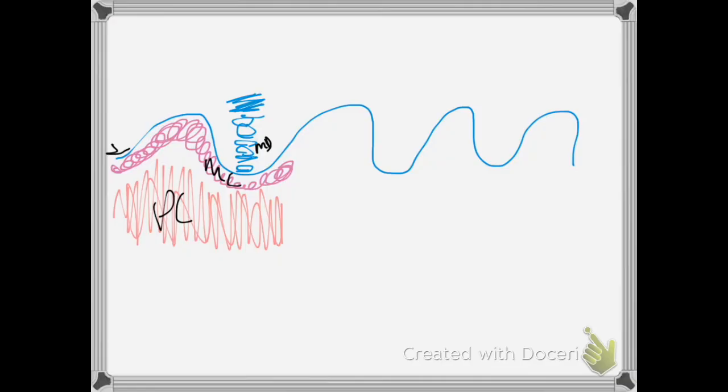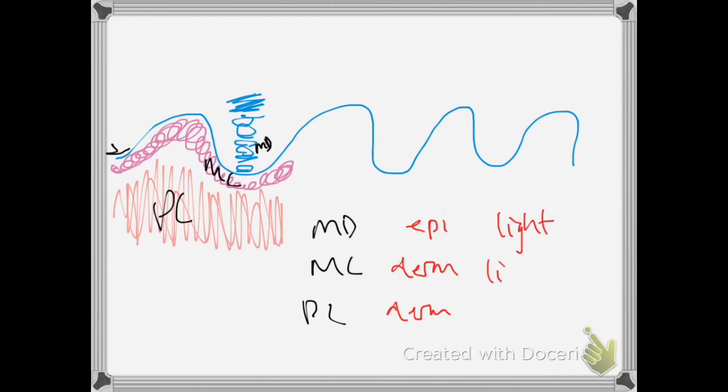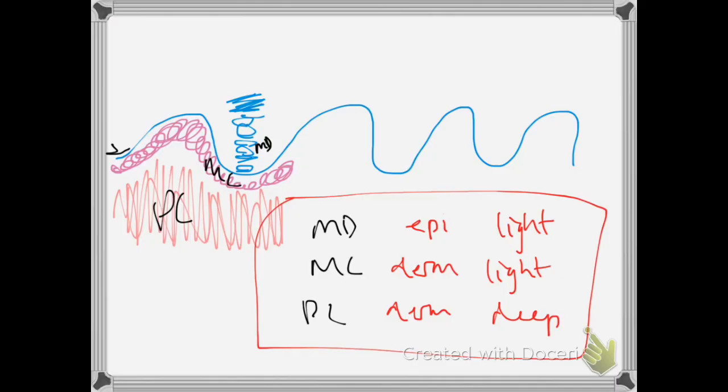So, once again, Merkel's discs, Merkel's cells, Meissner's corpuscles, Pacinian corpuscles. What do we have? We have 1 on the epidermis side, 2 in the dermis, and then we have 2 responding to light touch, and then 1 for deep pressure. So this is a mental map that I like to use on the test. It has all the things that you need. It has the names of the cells, the locations of where they're at, and the type of stimulus that they respond to.